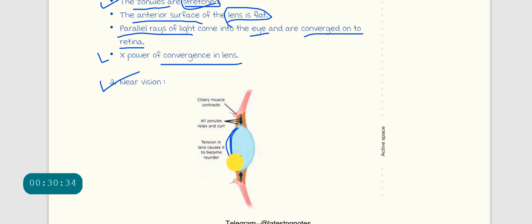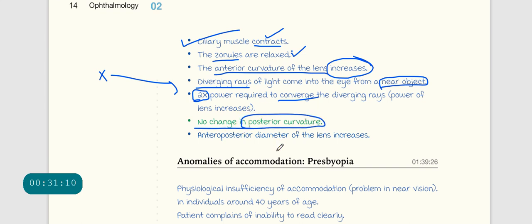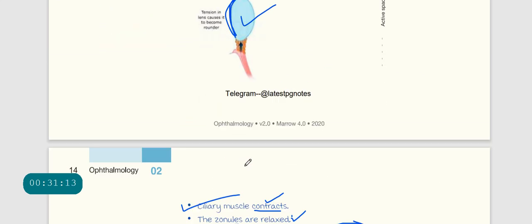Here the power required will be 2x power to converge the rays. 2x power, there was x power, here it is 2x power, doubled. In the lens, there are no changes in the posterior curvature. The posterior curvature remains the same. The anterior posterior diameter of the lens increases. This increases because the anterior curvature of the lens increases, due to which the anterior posterior diameter also increases. So you can see the diameter has increased.